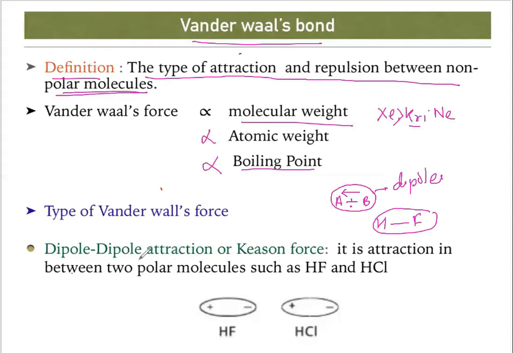So now coming to the first type, Keesom force or dipole-dipole attraction. It is the attraction between two polar molecules. Remember, two polar molecules such as HF and HCl. HF is a polar molecule, HCl is also a polar molecule. So this is the diagram. There is a force of attraction between polar and polar, negative and positive charge. So this force of attraction is called van der Waals force. Okay, van der Waals force.